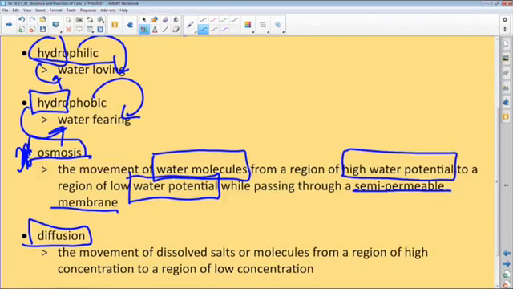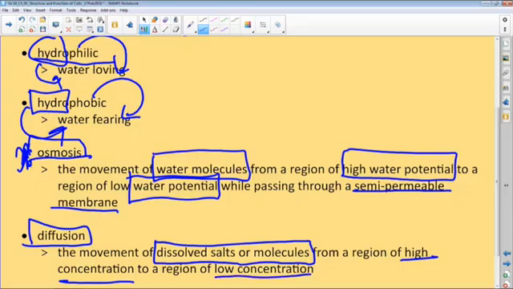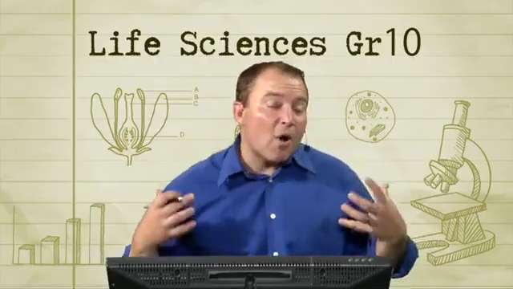Okay, and the next one, if you have a look at it, diffusion, it's movement of dissolved salts or molecules, there it is, from a region of high concentration to a region of low concentration. Can you see the difference? Okay, they both sound the same, they're both doing the same thing. The only difference is one is water and the other one is everything else. Right, so it's a nice way to look at it, okay?